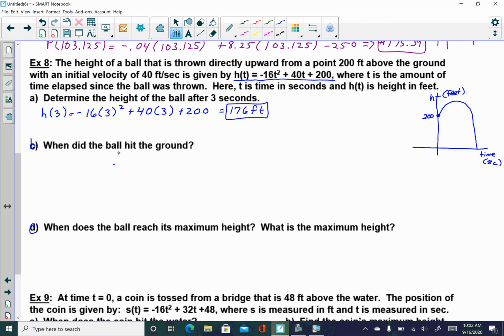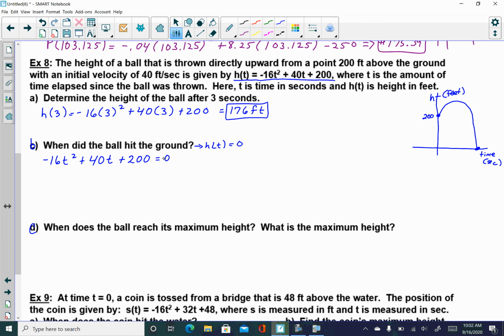Part B wants to know, when did the ball hit the ground? So when the ball hits the ground, here's the ball hitting the ground. At that point, what does your height equal? If you agree, my height would equal 0. So when the ball hits the ground, your height equals 0. So I would have negative 16t squared plus 40t plus 200 equals 0.